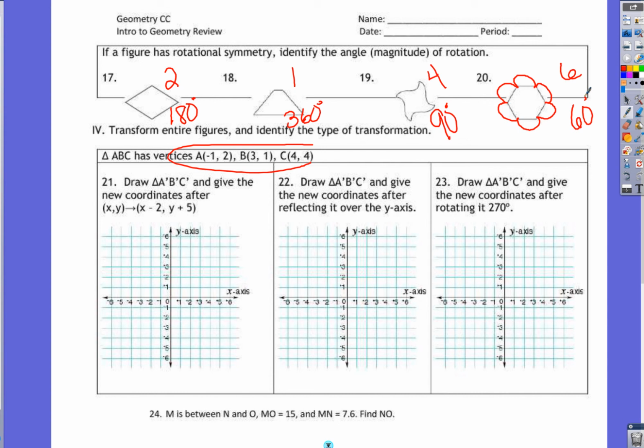Okay. 21, 22, 23. Go ahead, plot these. And before I start doing all of my different things down here, I'm just going to plot them. So I'm going to go negative 1, 2, put my point, put my A. 3, 1, put my point, put my B. Isn't it negative? Thank you. I told you, I don't have my glasses on. We're just going to struggle with vision today. C is 4, 4.